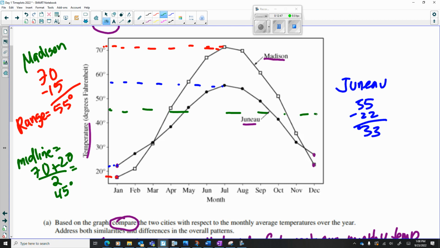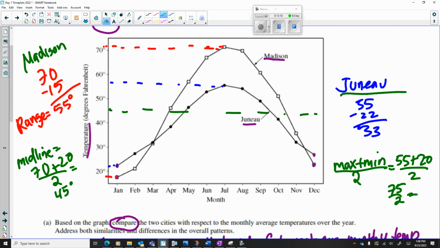And then let's do it for Juneau. Maximum plus minimum divided by 2. This is what we used to find our midline when we did our sine and our cosine graph. The maximum for Juneau is about 55. The minimum is about 20-ish as well. And if we do 55 plus 20 divided by 2, 75 divided by 2, help me out, people. It's about 37.5. Yes, I actually used my calculator for that.